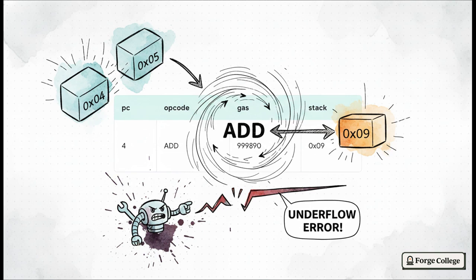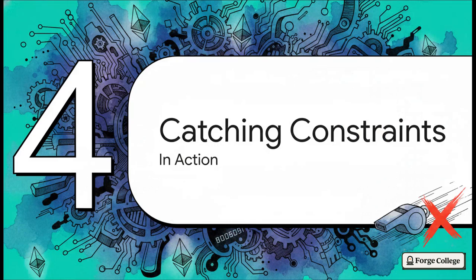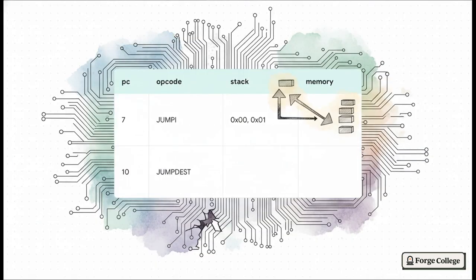If there was only one item on that stack, the machine would have violently thrown an underflow error right in our faces. Section 4, catching constraints in action. Let's go hunting for those critical moments where the EVM acts as a strict referee, enforcing its non-negotiable laws. Check out this conditional jump, the jump opcode at PC7.